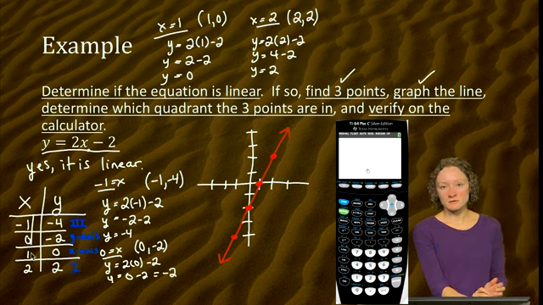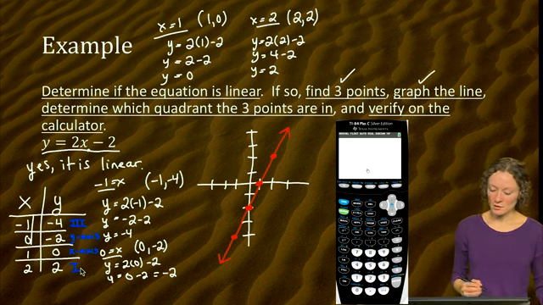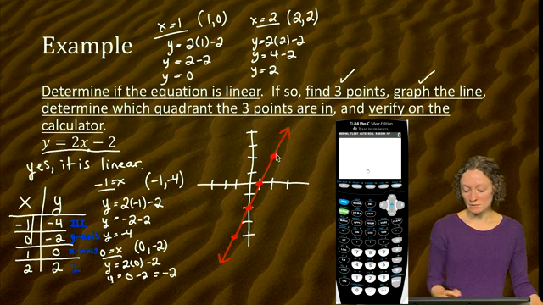Now, if you chose different x values to plug in, you may have gotten different ordered pairs, and those ordered pairs may have fallen in different places. We can definitely see from this graph that you would never have any points falling in quadrant 2, so none of your answers should say quadrant 2, but the rest are possible, depending on the points that you chose.